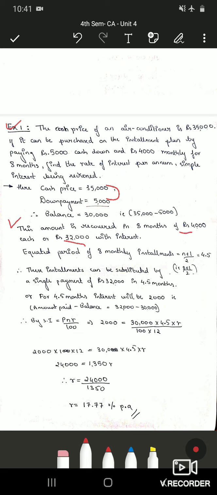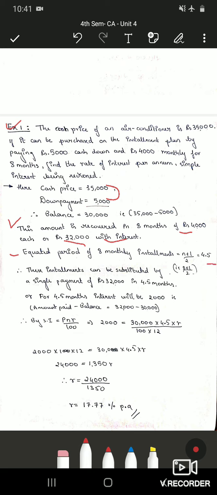So when you multiply 4,000 into 8, you will get 32,000, and this includes interest. So now we will find the equated period of 8 monthly installments, which is (n plus 1) by 2. So n is 8, so 8 plus 1 is 9, 9 by 2 is 4.5.